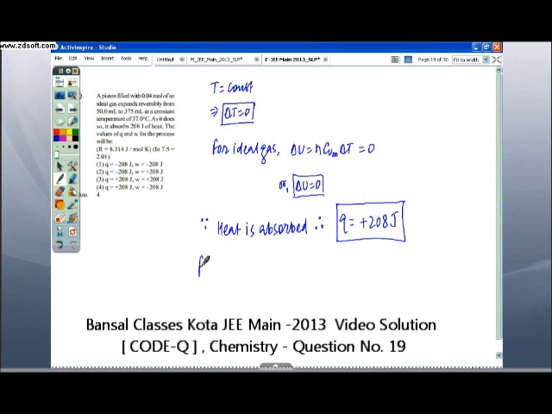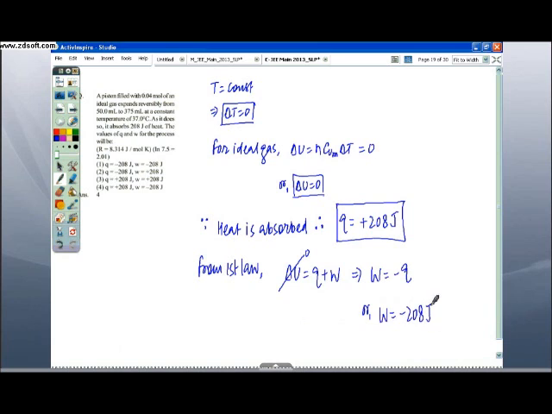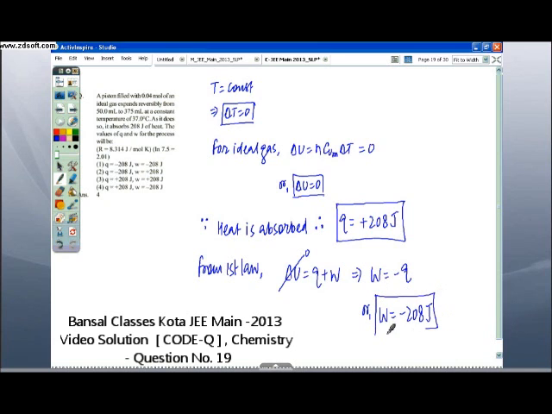Now, from the first law, delta U is equal to Q plus W. Delta U is 0. This implies W is equal to minus Q, or W is equal to minus 208 joule. So Q is 208 joule and W is minus 208 joule. So fourth is the right answer.